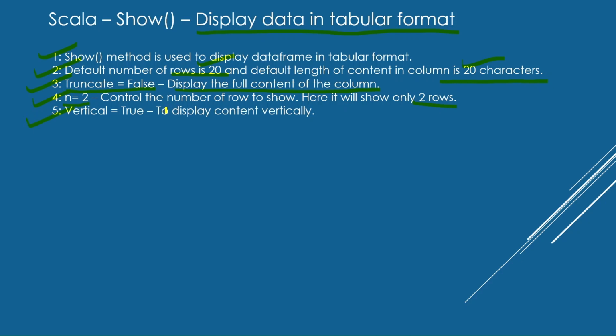Another parameter the show function takes is vertical is equal to true. What will it do? It will display the data in the vertical format. By default, whatever data we display with the help of the show function, it will display in the horizontal format. But if you want to display the data in the vertical format, then we need to pass vertical is equal to true.